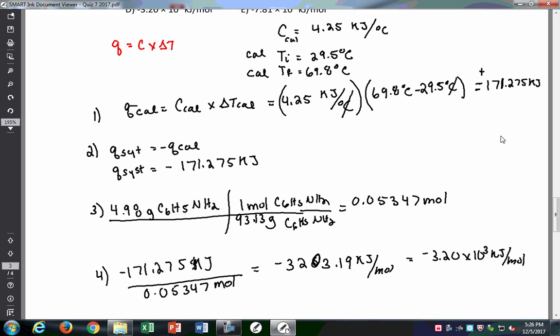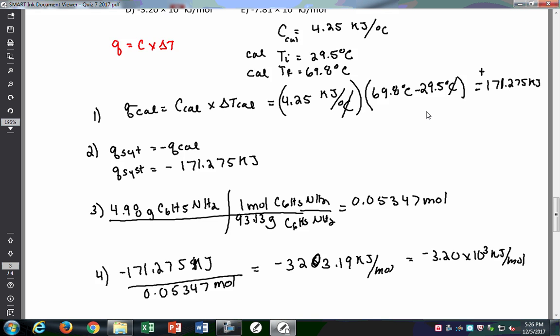This is clear with the 3. And that makes sense, that if we only burned, we didn't even burn a half a mole, we burned a very small amount, a fraction of a mole. So it makes sense that per 1 mole it would be a lot more energy given off.